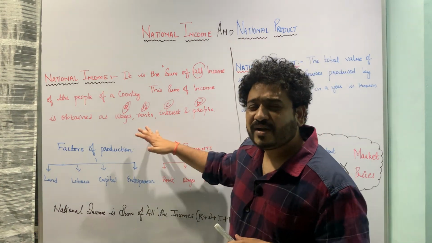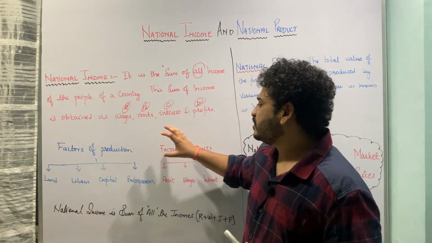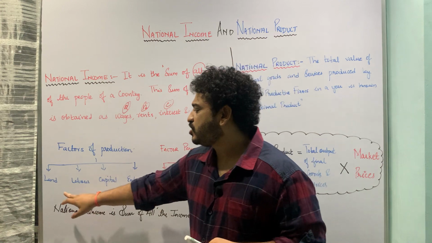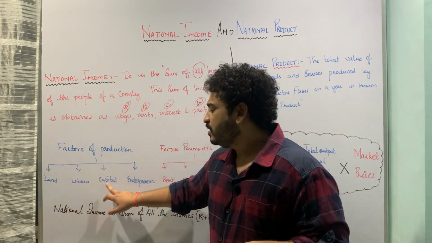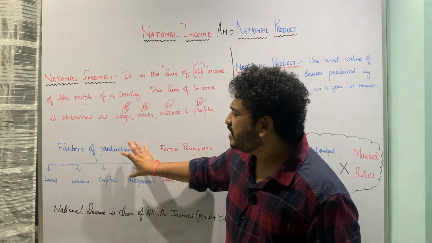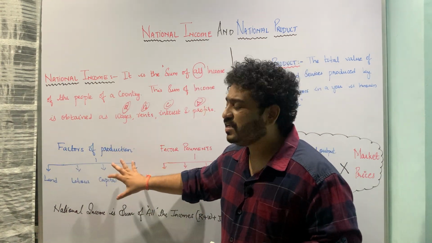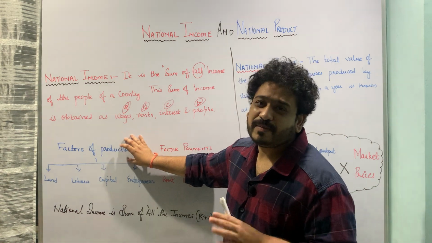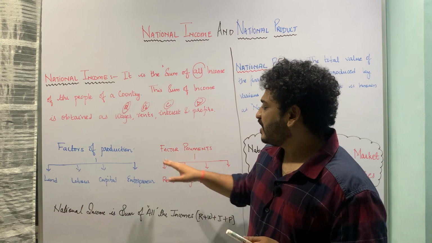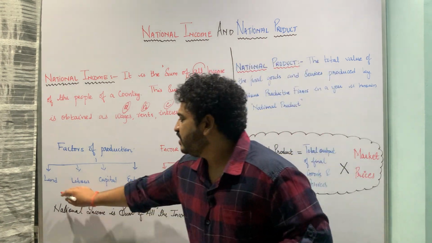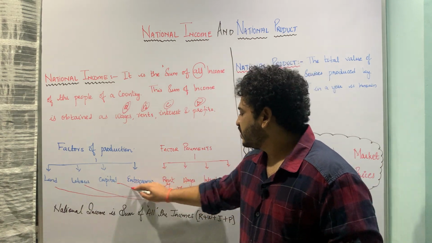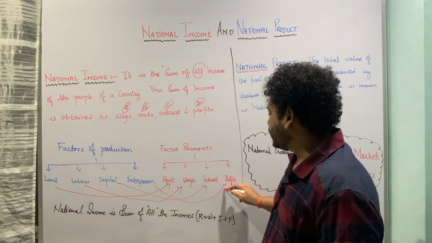So there's something called as, in economics, factors of production, and there's something called as factor payments or remunerations. Now there are four factors of production. First is called as land, the other is called as labor, the third is called as capital, and the last is called as entrepreneur. Obviously these factors of production have certain remunerations attached to it, which are also called as factor payments. And the factor payments associated with land is rent, with labor it is wages, with capital it is interest, and with entrepreneur it is profit.